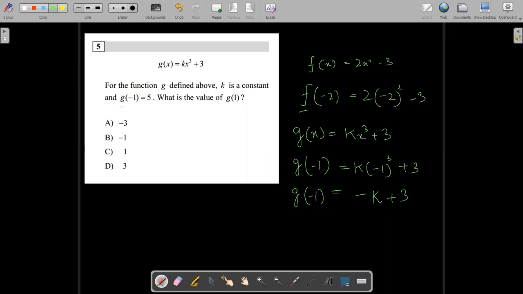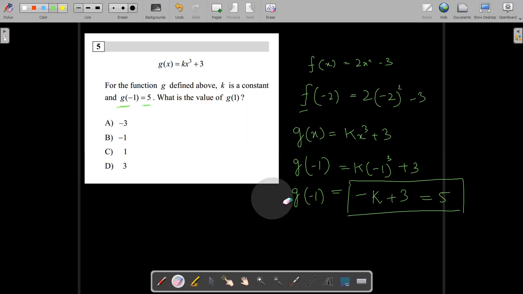So g of -1 is equal to -k plus 3. But it's already telling you that g of -1 is 5, right? So we can plug in the value of g of -1 as 5, or we can put this thing equal to 5. It's one and the same thing, because g of -1 is 5. So I just put it on the right side: -k plus 3 equals 5.